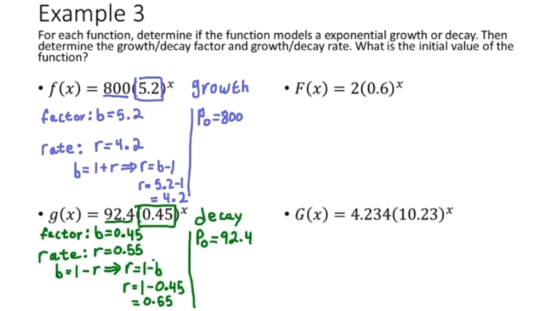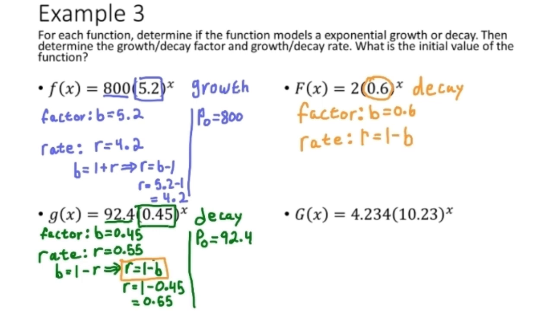Next, let's take a look at capital F of x. Again, determining if it's a growth or decay, looking at the base of the exponential expression, 0.6, which is smaller than 1, which is a decay. So we'll find the decay factor, which is our base, which here would be 0.6. For the rate, well, recall from the g of x example, which was also the decay, we had the relationship that our decay rate equals 1 minus our decay factor. Since our decay factor is 0.6, then r equals 1 minus 0.6, which is 0.4. And what's our initial value? Well, taking a look at what's in front of the 0.6, we see that that's 2. So our initial value is 2.